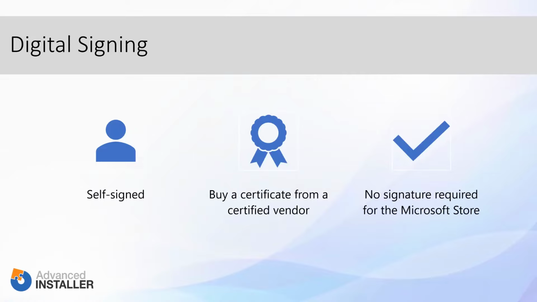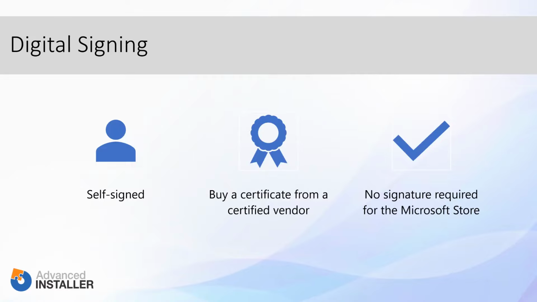If you are an ISV that delivers the MSIX from your website instead of publishing in the Microsoft Store, then you need to buy a code signing certificate from a certified vendor. This is the same kind of code signing certificate you've used for MSIs. So if you already have one, you're good to go. You don't need to change anything.